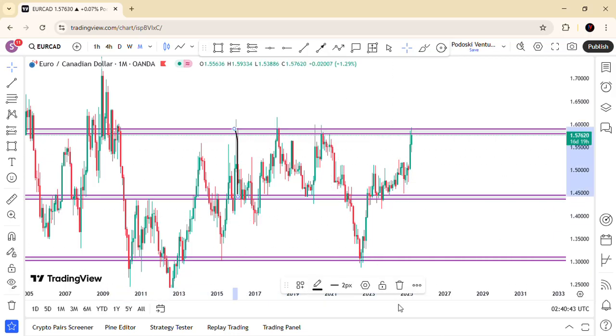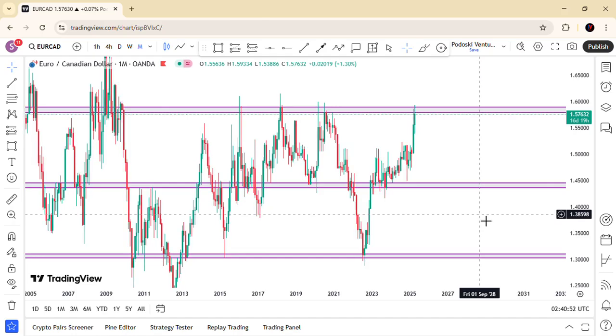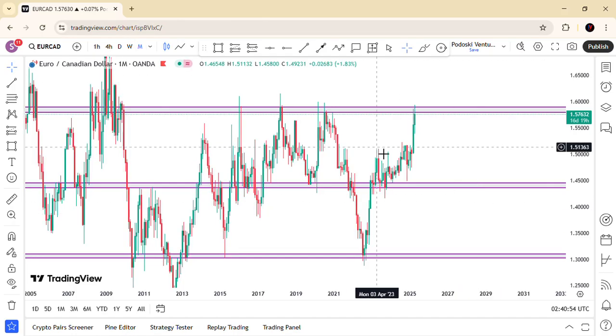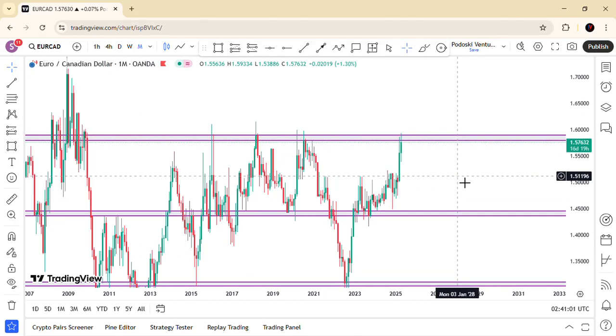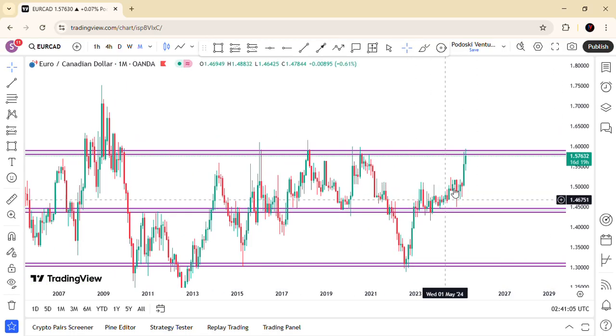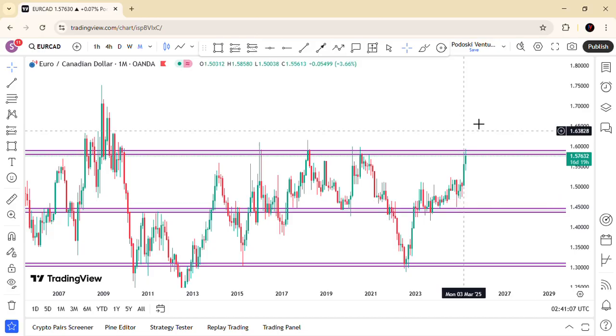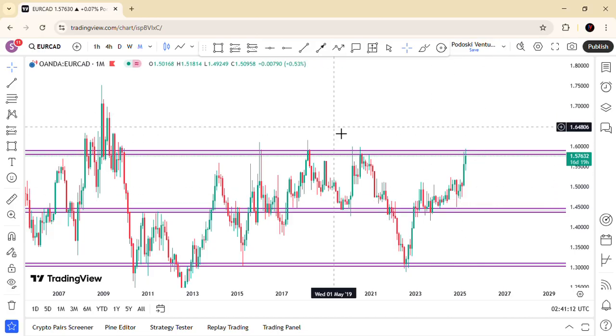So as we go to the lower time frames, let's find out if we get the selling pressure we are expecting on EuroCard. But on the monthly time frame, since we are in a bullish market, we are looking for buying opportunities on EuroCard. So let's go to the lower time frame and see how we pick the buying opportunities on EuroCard.